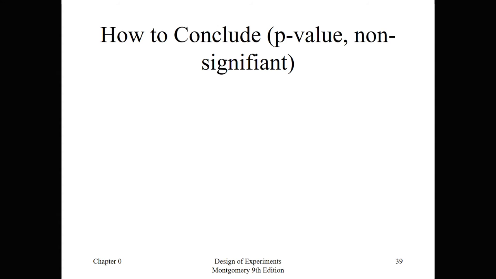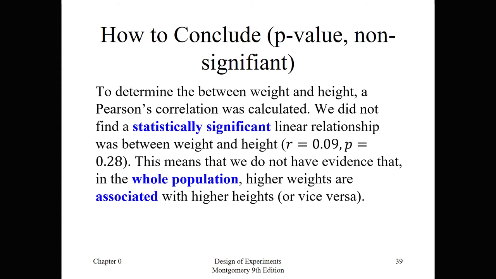So for the p-value approach, for a non-significant conclusion, it's pretty straightforward. We do the same thing, introduce the analysis, but then we just say we did not find a statistically significant linear relationship. So I'll have a lower correlation, of course, and then my p-value is going to be above 0.05. And this means that we don't have evidence that in the whole population, higher weights are associated with higher heights, or vice versa. Here we don't have evidence that there was any association.